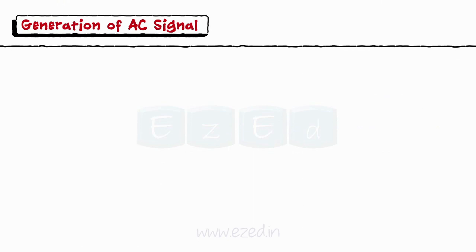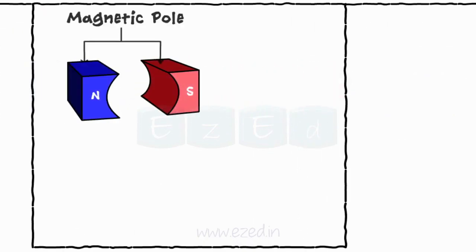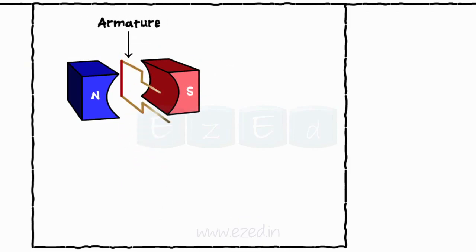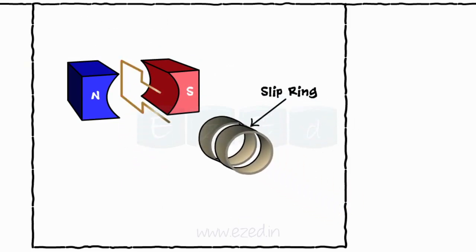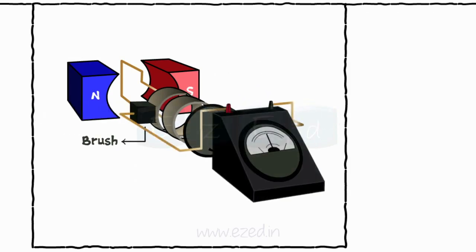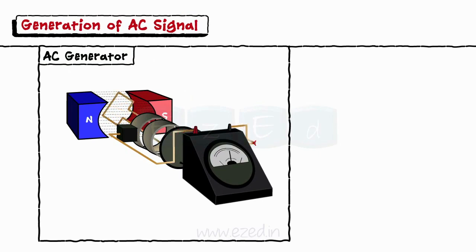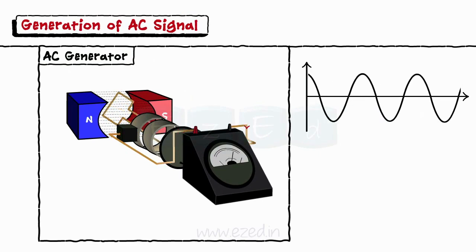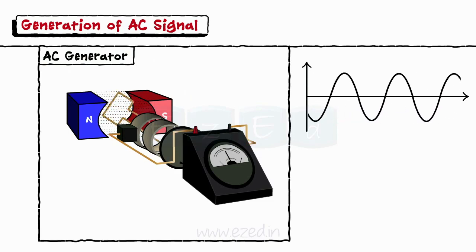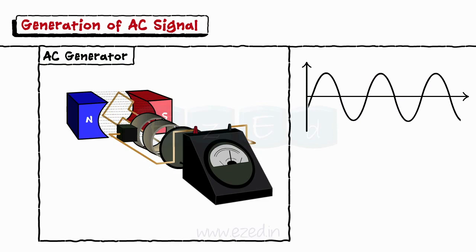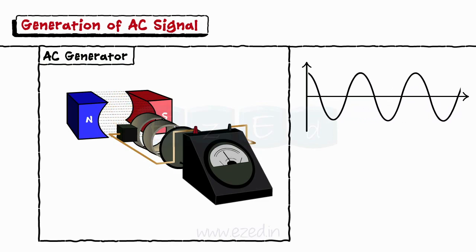So let's see how this AC signal is generated. The AC generator consists of a permanent magnet with opposite poles, two wires that act as a conductor and an armature that joins the two conductors. The two ends of the conductors are connected to the external circuit. As soon as the armature starts rotating in either clockwise or counterclockwise direction, it cuts the magnetic field lines generated by the permanent magnet. This induces an EMF in the coil and the current starts to flow as shown. Thus, the generator gives a continuous output with alternating positive and negative magnitude, which we refer to as the AC signal or the sinusoidal signal.